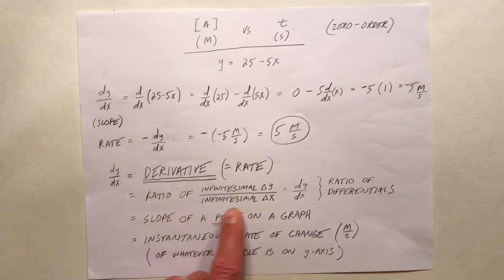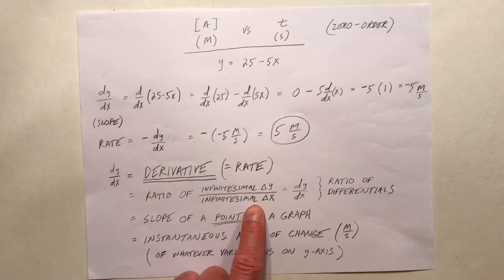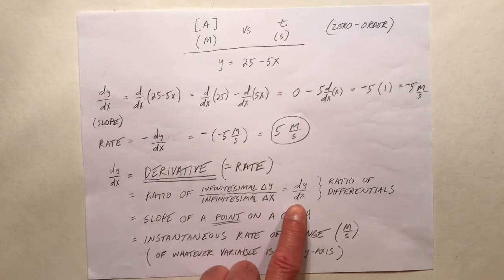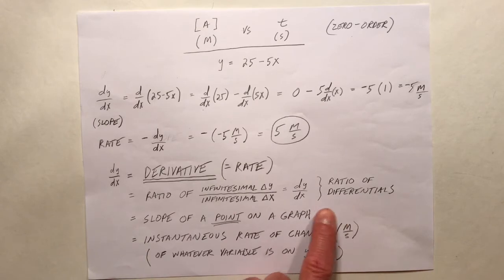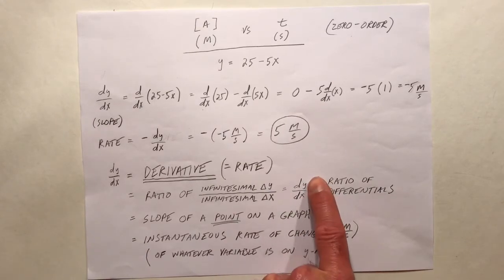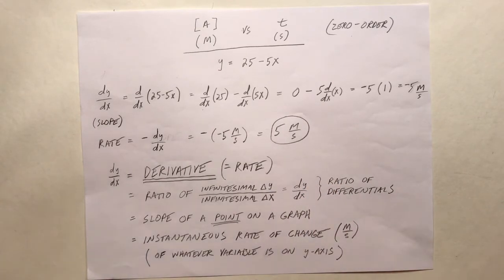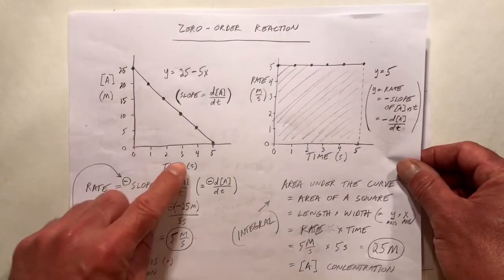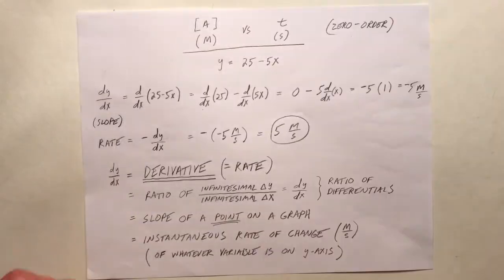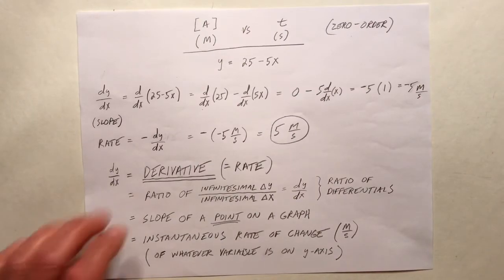It's a ratio of the infinitesimal change in y divided by the infinitesimal change in x, or dy/dx. It's a ratio of the differentials. dy is differential y, dx is differential x. And it's the slope at any point on the graph. It's the instantaneous rate of change of molar per second, or whatever variable is on the y-axis. So if we had meters here, it'd be meters per second, and that instantaneous rate of change would be velocity.